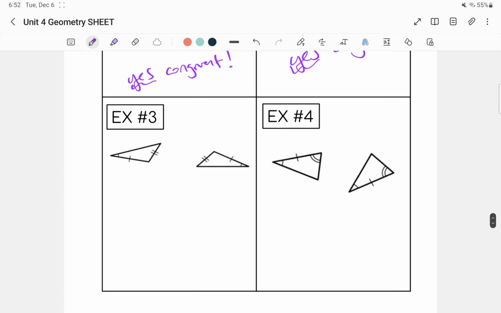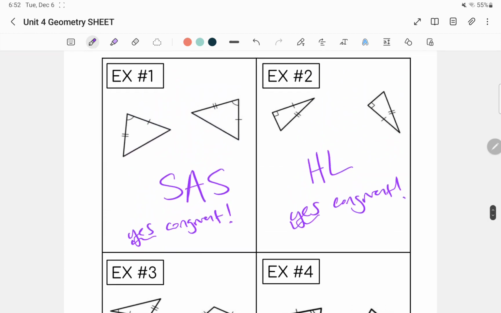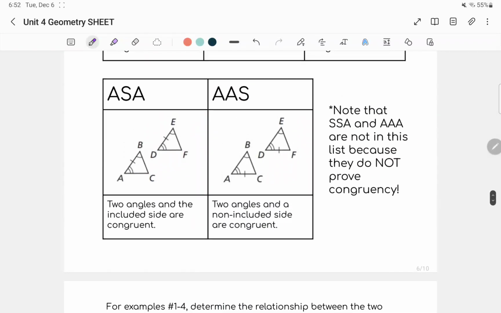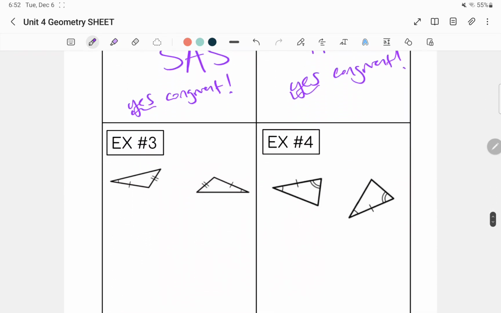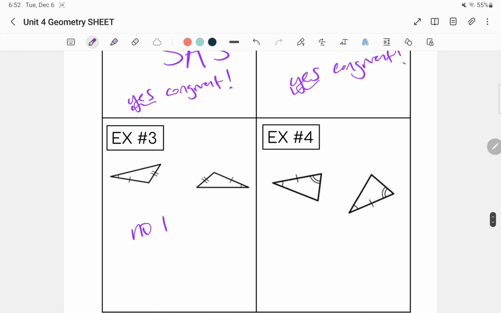All right, example number 3. So I have an angle, a side, and a side, right? Which would be, well, let's go side, angle. That would be SSA. Can I prove congruency with SSA? It says no up here. So therefore, no. They are not congruent, because SSA or ASS does not prove congruency.